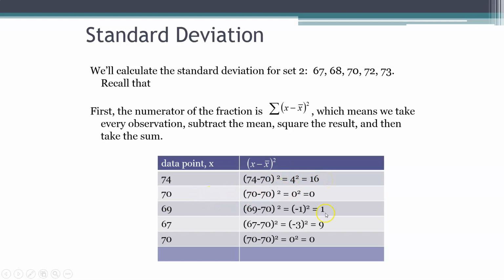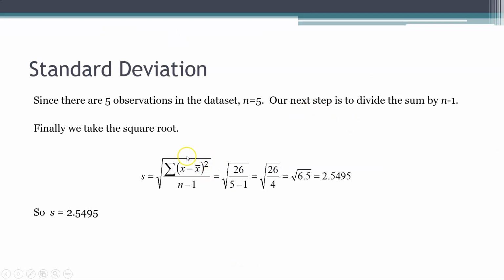All right, and we do that all the way down. Be careful on these ones that are negative. Make sure you square the whole thing. Don't just do one squared and then take the negative. So all of these should be positive. All right, so here we've done every x minus the sample mean squared, and now we're going to add them up. When we add them up, we get 26. That's going to be the top part of that fraction.